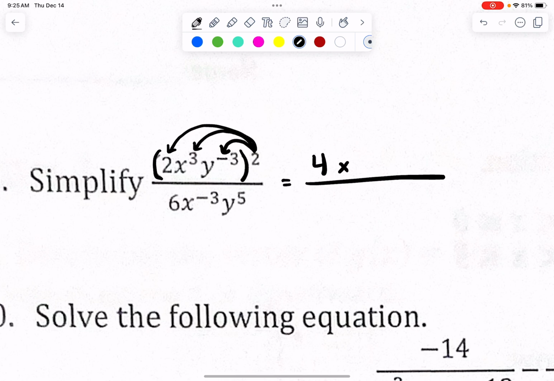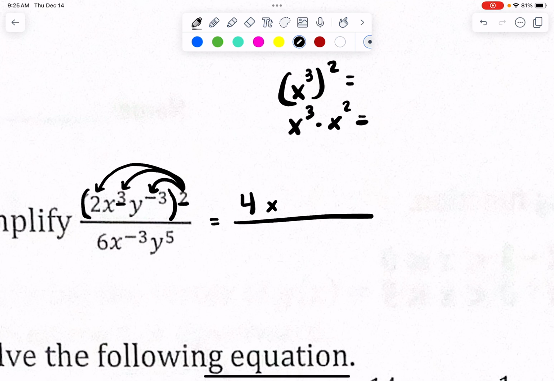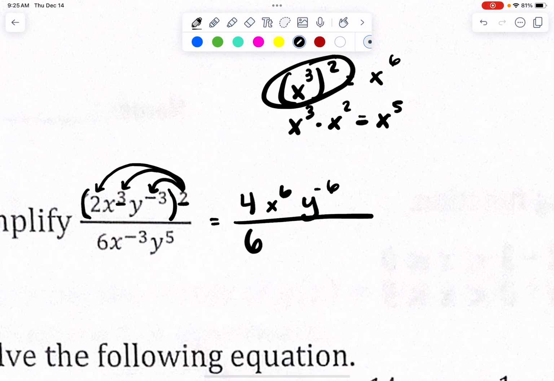Then your x becomes x to the, do I multiply or do I add? Does this become 6 or does it become 5? So I always think about, if it's x to the third squared versus x to the third times x squared, which one is multiply, which one is add? This one is 6, this one is 5. So because I'm doing the stair step thing, this is x to the 6th power. The y will be to the negative 6th power. And then on the bottom, I've got 6, x to the negative 3, y to the 5.